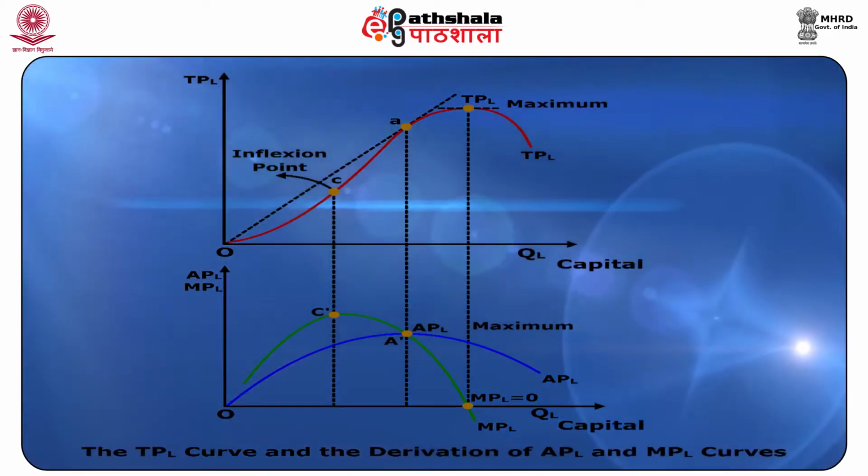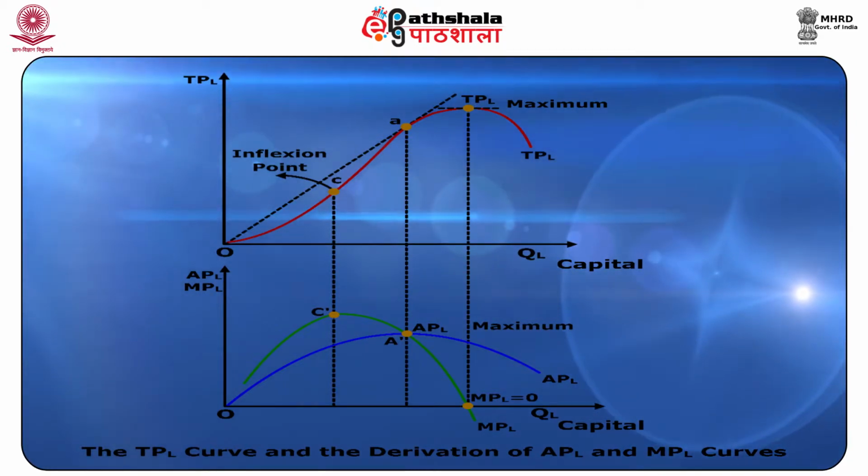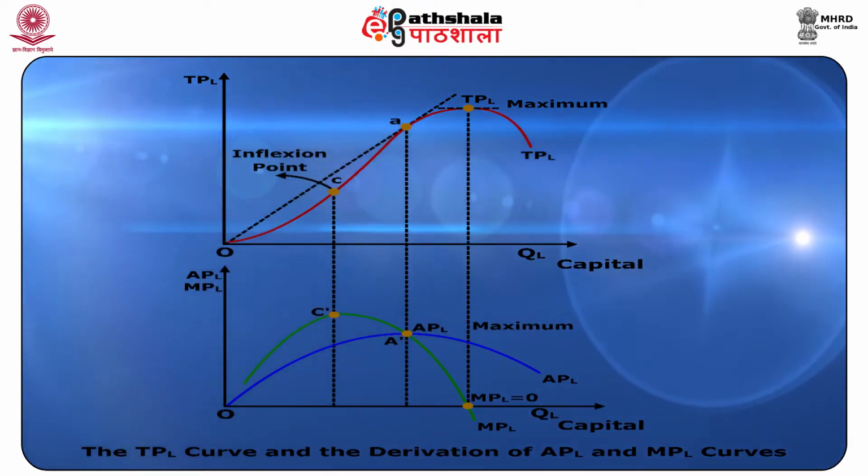The diagram shows the TPL curve and the derivation of APL and MPL curves. Average product. Average product of an input is total product divided by the total quantity of labor employed to produce this output. It measures on an average how much output is produced by each labor. Thus, APL is equal to total product upon labor input. As can be seen in figure 1.1, like marginal product, average product also rises initially and then falls. It is an inverted U-shaped curve and can never be 0 or negative.